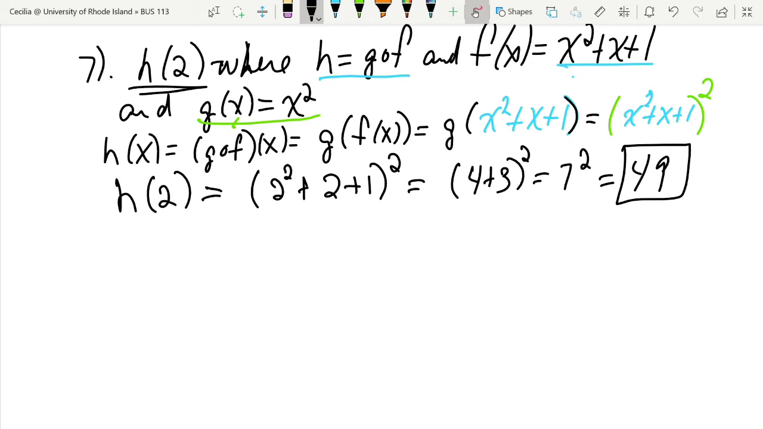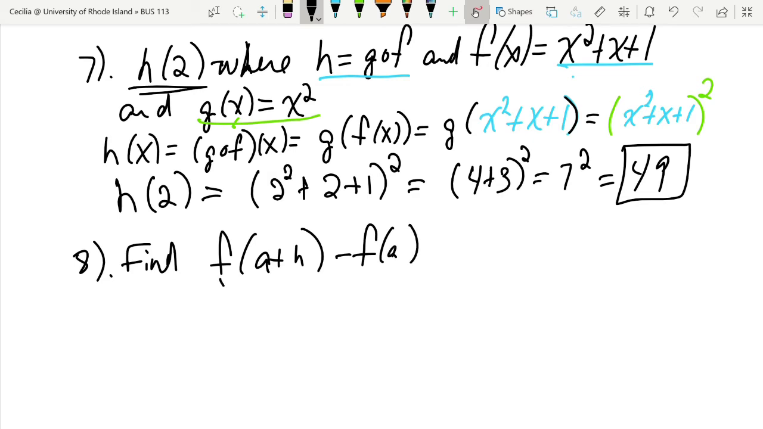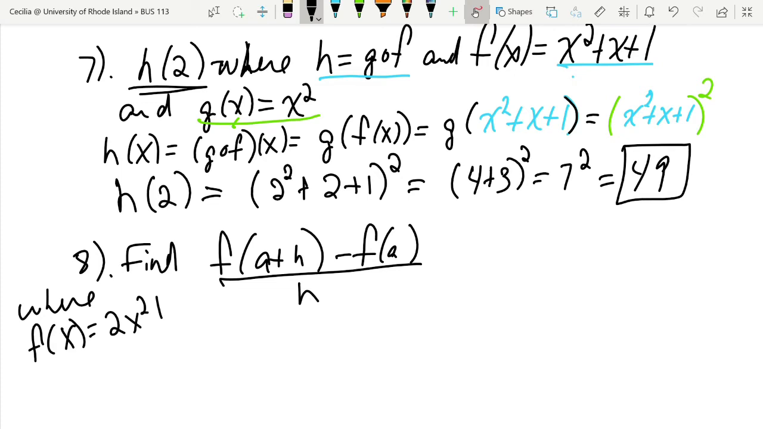The next question says to find f of a plus h minus f of a, divided by h, where f of x is 2x squared plus 1. And by the way, this also, we have a condition that h is not 0.